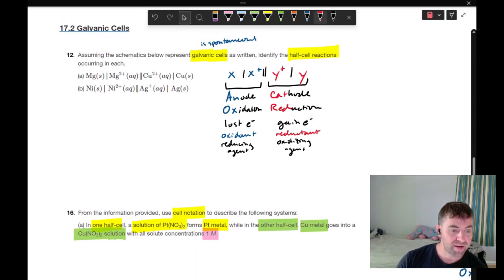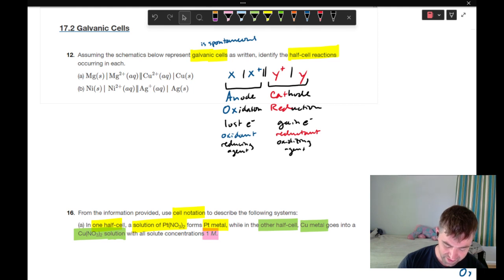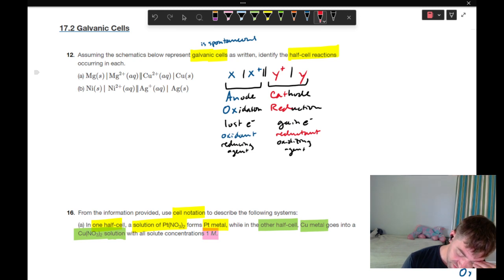All right, moving on to galvanic cells. Again, these are all spontaneous by definition, and I've pre-done this cell notation here. You have your anode on the left. This is the site of oxidation. So An Ox and a Red Cat is your mnemonic for remembering that. Anode is the site of oxidation. Cathode is the site of reduction.